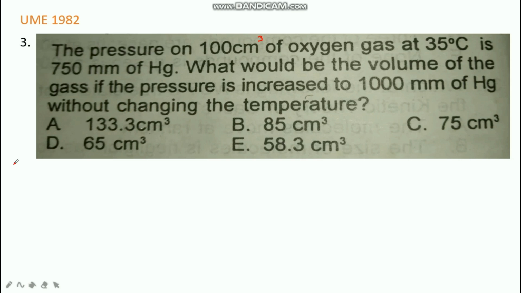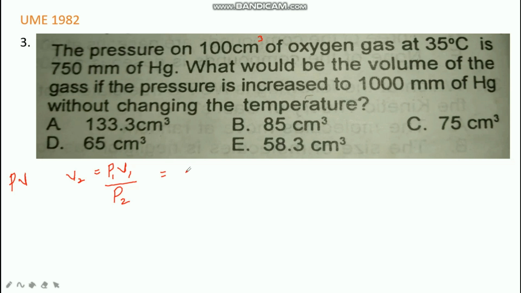Now, if the temperature is constant, we all know we're dealing with Boyle's law. So that is P1 V1 equal to P2 V2. So here, I'll just do it quickly. Since we are looking for what the volume will be if the pressure is increased, we are looking for V sub 2. So V sub 2 is going to be P sub 1 V sub 1 over P sub 2.